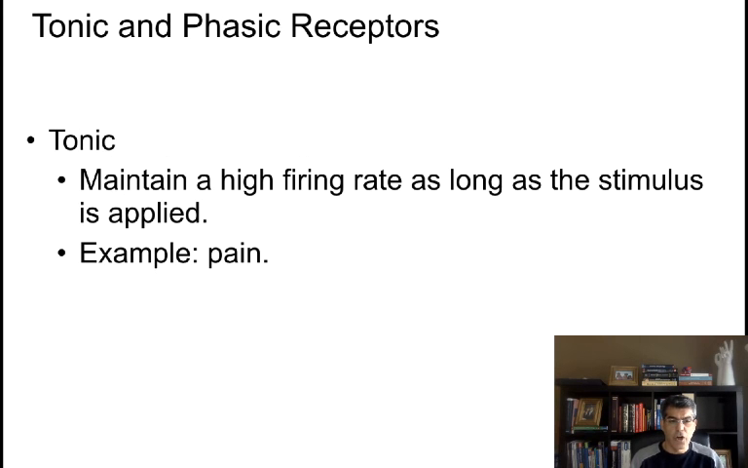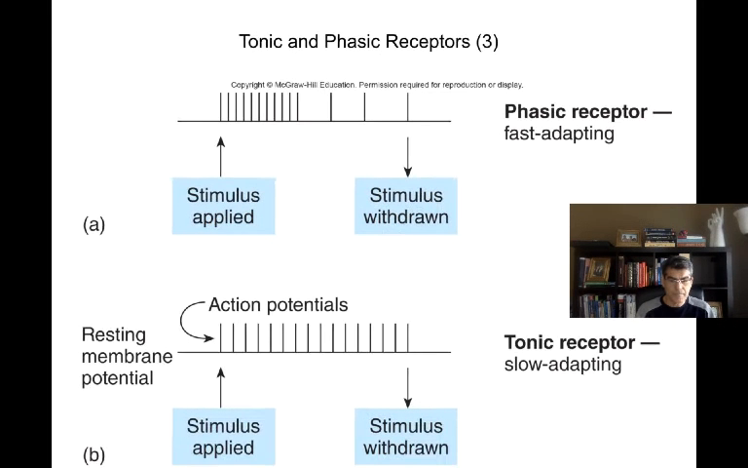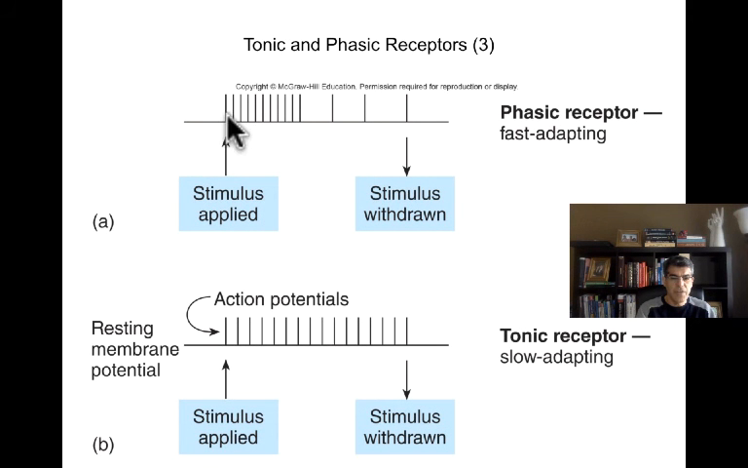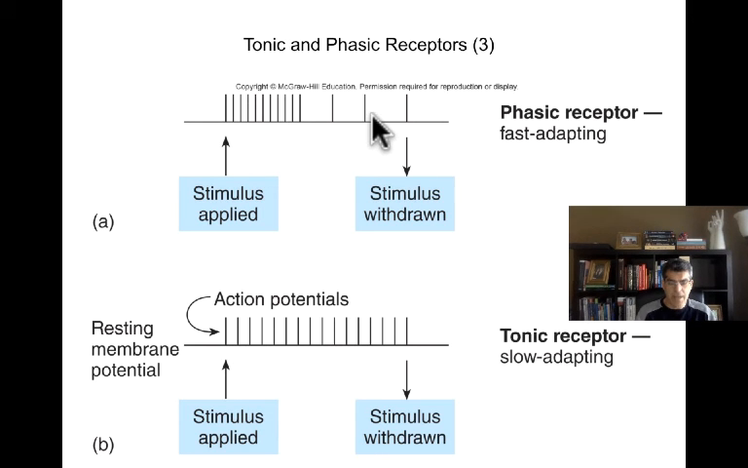Other receptors are not adaptable. They are tonic receptors. In other words, as long as the stimulus is there, they're going to send information, like pain. You don't feel pain at the beginning and then the pain is going to go away. Pain is going to be there as long as the stimulus is there. This picture shows the phasic receptor and it shows also the tonic receptor. As you can see, the stimulation continues, but here it's going to fade out.